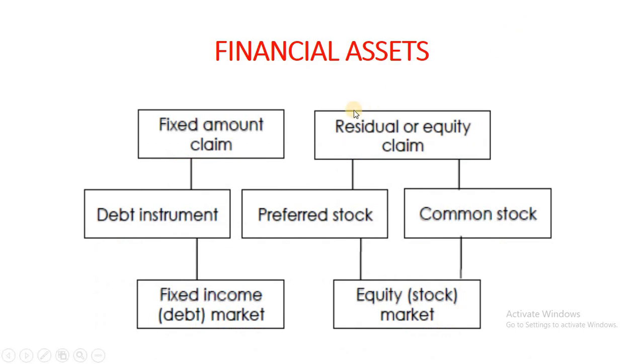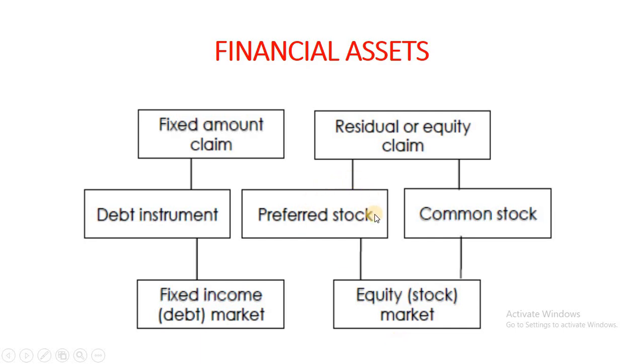Financial assets can be categorized in two broad types, a fixed amount claim and residual or equity claim. Fixed amount claims mostly include debt instruments. For example, bond, treasury bill are debt instruments, and these are part of fixed income market. Residual or equity claim includes both preferred stock and common stock, and these are part of equity market.